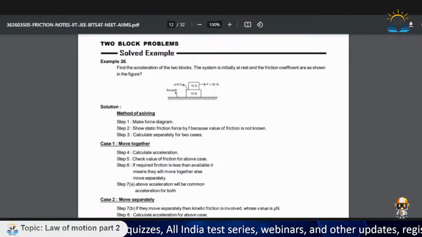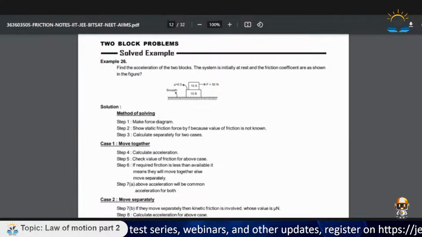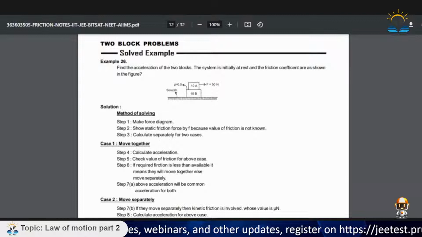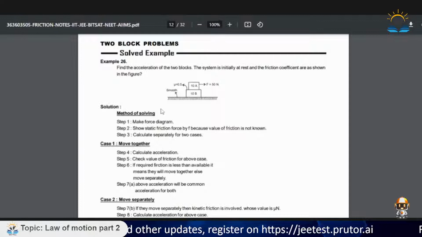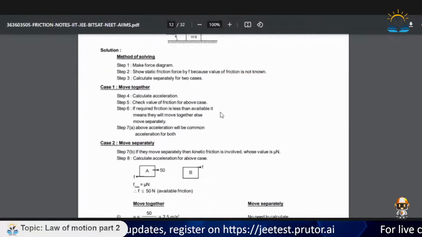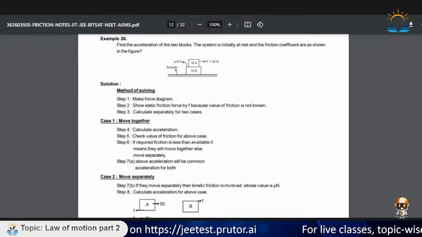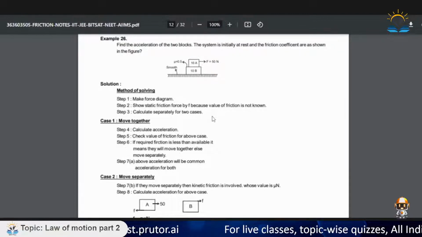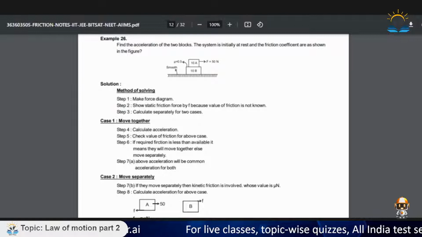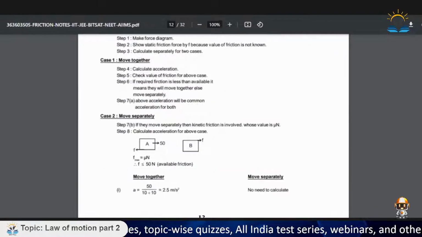So there is this block A and there is this block B. The masses are given, 10 and 10. The coefficient of friction between these two blocks is 0.5 and a force of 50 Newton is applied on block A, and this surface is smooth. So the basic method to solve this question is, first of all, make a force diagram, show static friction force by F because the value of friction is not known at the moment, calculate separately, then calculate acceleration. So first of all, let us assume that they are in motion.